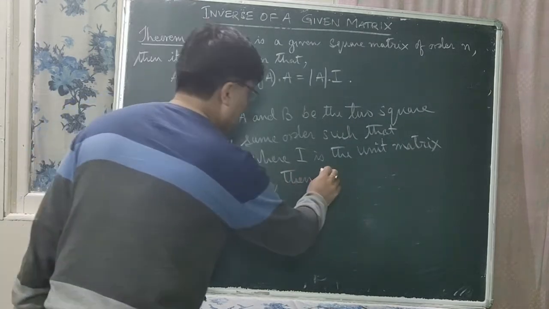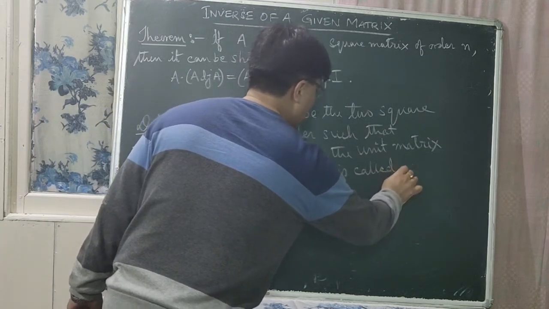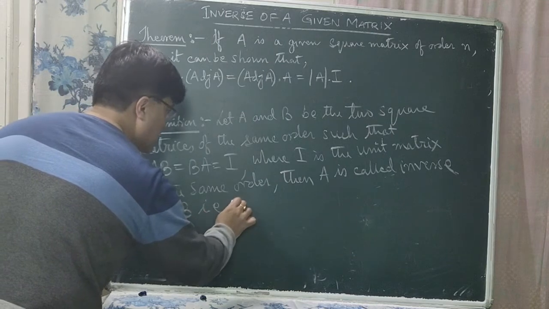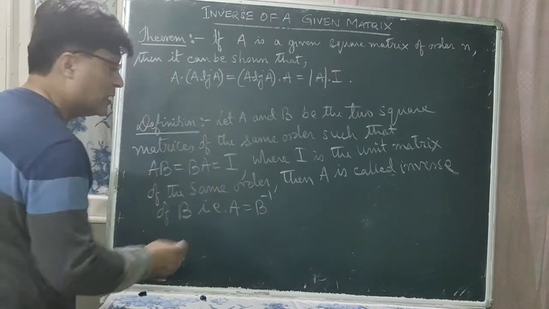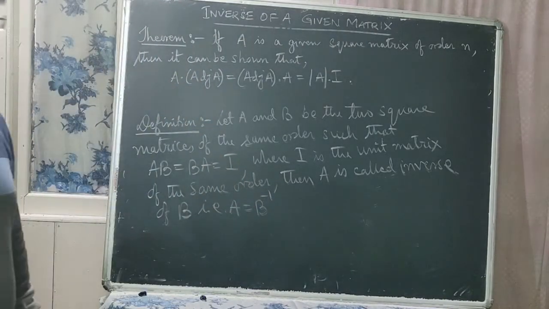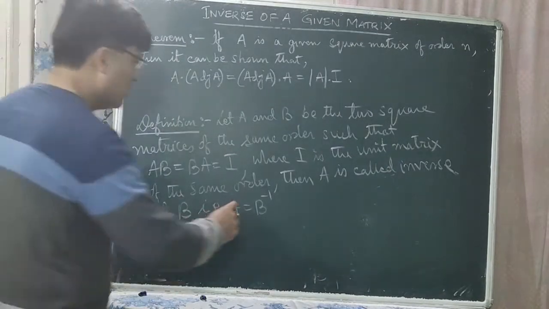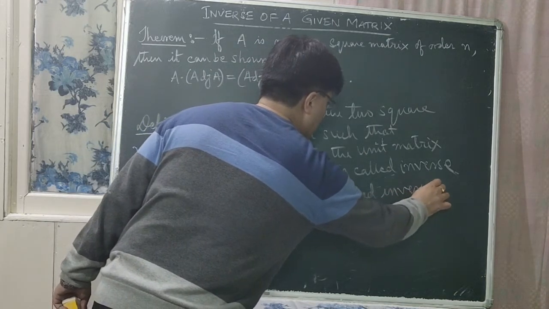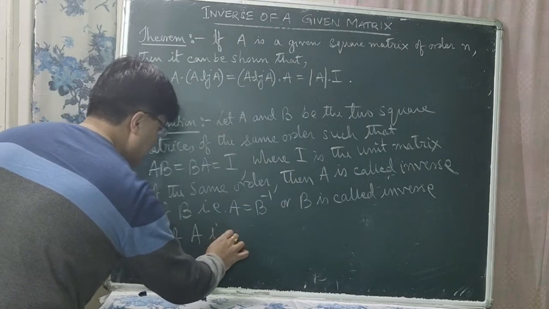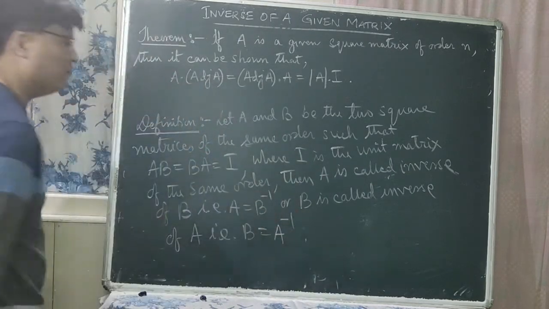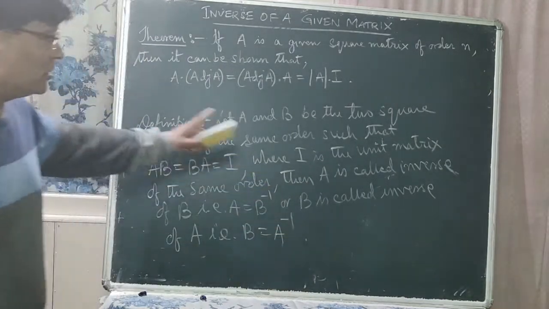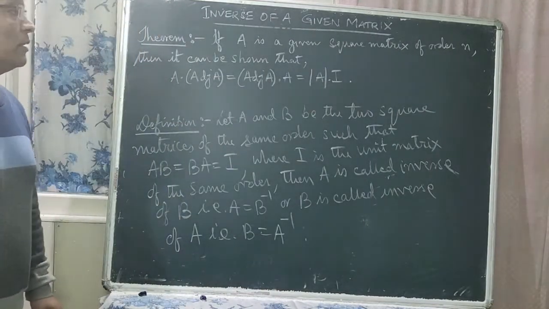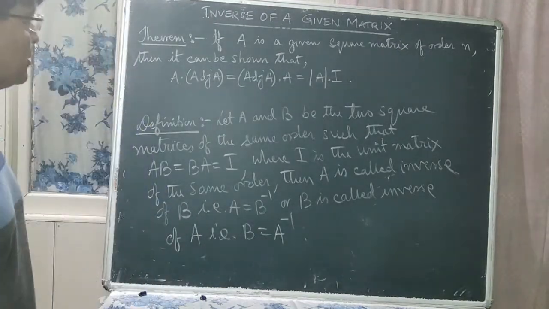then A is called the inverse of B, that is A is equal to B inverse, B to the power minus 1. But you cannot read it as B to the power minus 1; you should read it as B inverse, okay? Or B is called the inverse of A, that is B is equal to A to the power minus 1, or A inverse. Is that clear? So this is the definition of the inverse of a given matrix. You can copy it.